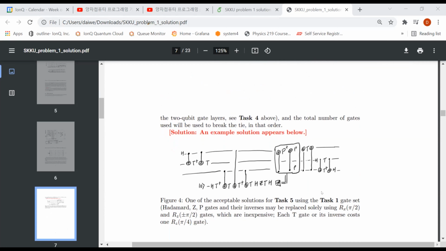Yeah. So some of the teams have submitted a circuit that looks very similar to this.